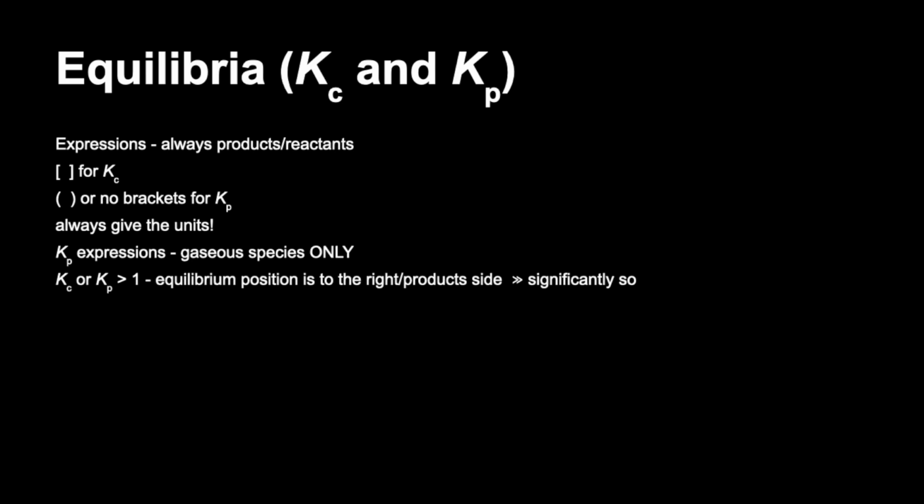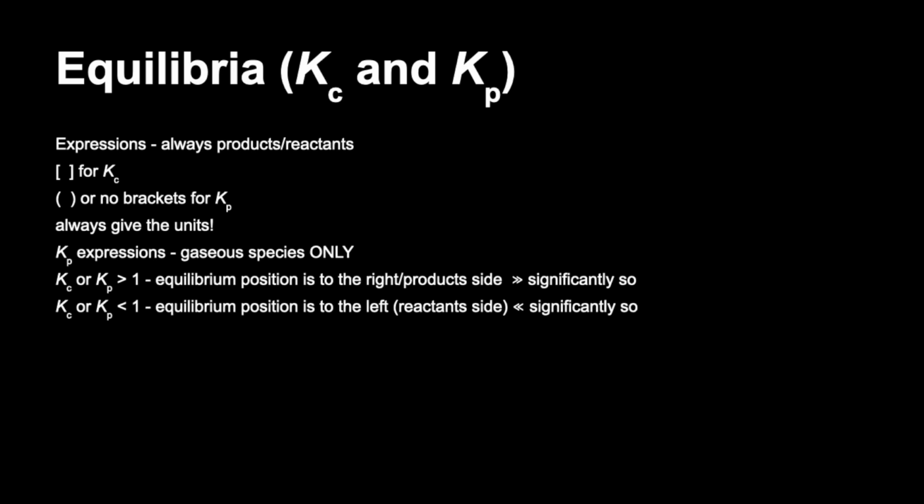If Kc or Kp is greater than 1, the equilibrium position is to the right, or on the product side of the equilibrium. If it's a double greater than sign, it means it's significantly on that side. And then the opposite, if it's less than 1, the equilibrium position is to the left, so on the reactant side, and the double arrow means significantly so.